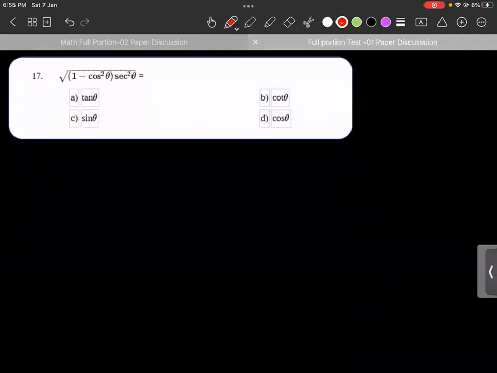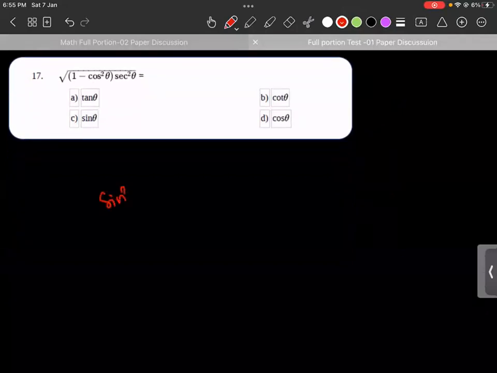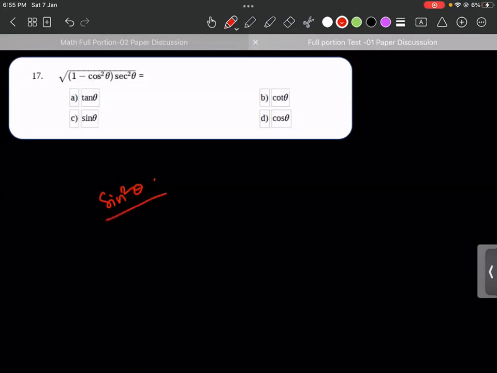Next is root of 1 minus cos square theta, which is sin square theta, into secant square theta, which is 1 by cos square theta. So sin square theta by cos square theta is tan square theta. Root of tan square theta is tan theta.